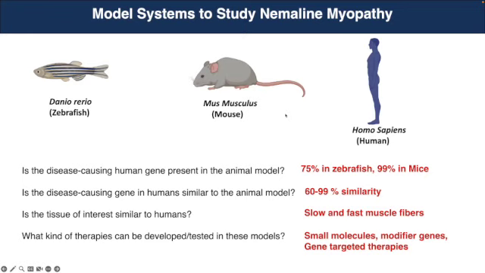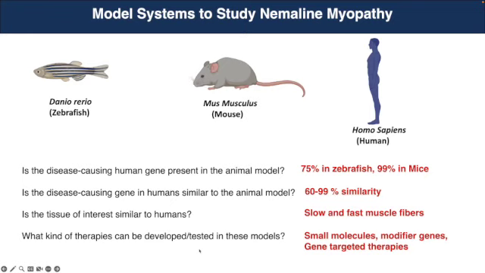Another question we ask when we use any animal model is how similar is the tissue of interest that we are going to study between human and these animal models? So human skeletal muscle is mostly made up of 2 kinds of muscle fibers, slow muscle fibers and fast. And similar to humans, both zebrafish and mice also have slow and fast skeletal muscle fibers.